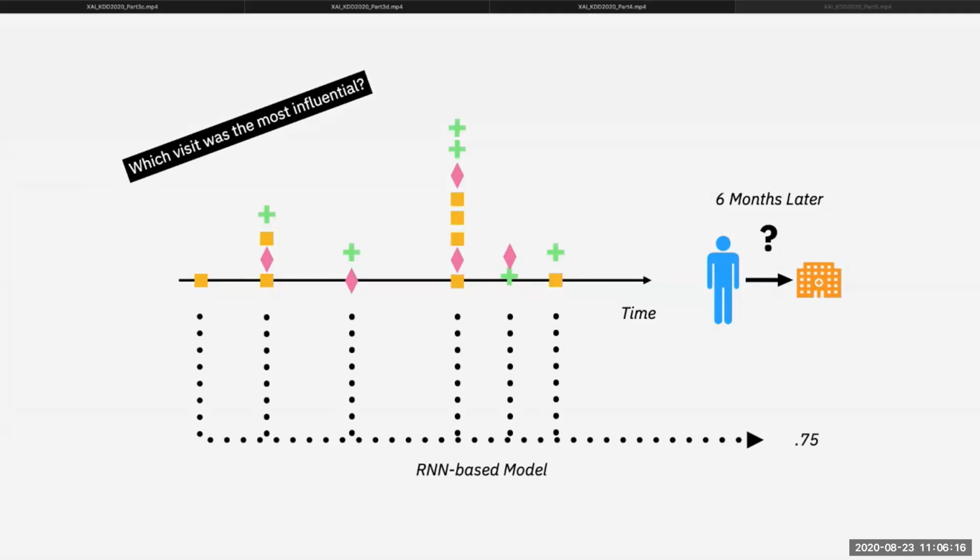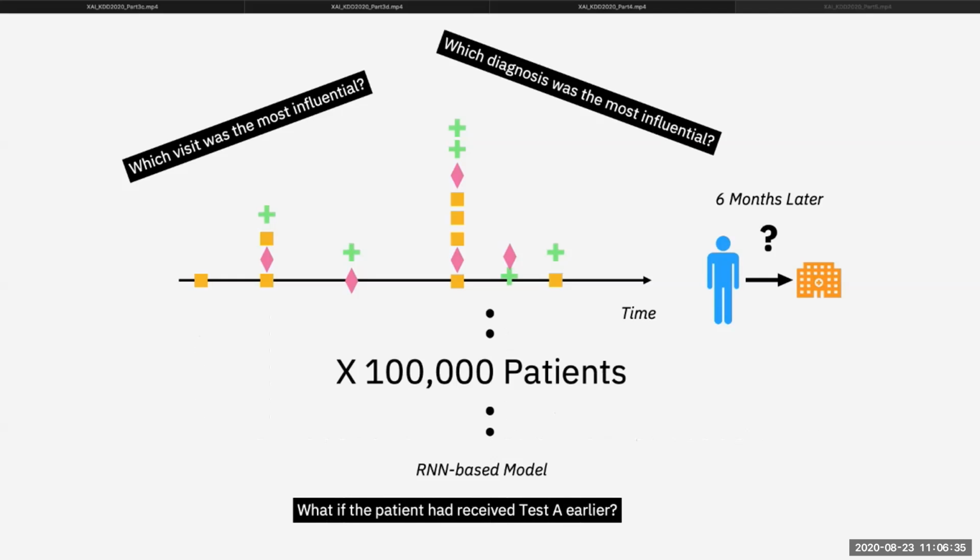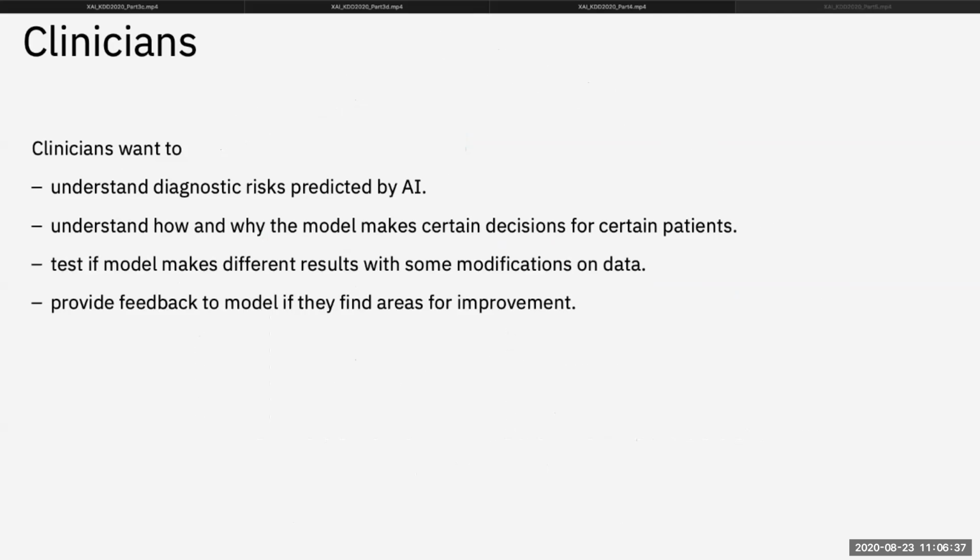However, clinicians want to know why and how the model reached the conclusion. For instance, which visit was the most influential? Which diagnosis was the most influential? Will the outcome be different if the patient had received test A earlier? How can we do it for multiple patients? So, clinicians want to understand diagnostic risks predicted by the model. Clinicians want to do these tasks for multiple patients, so they also want to select patients with various conditions.